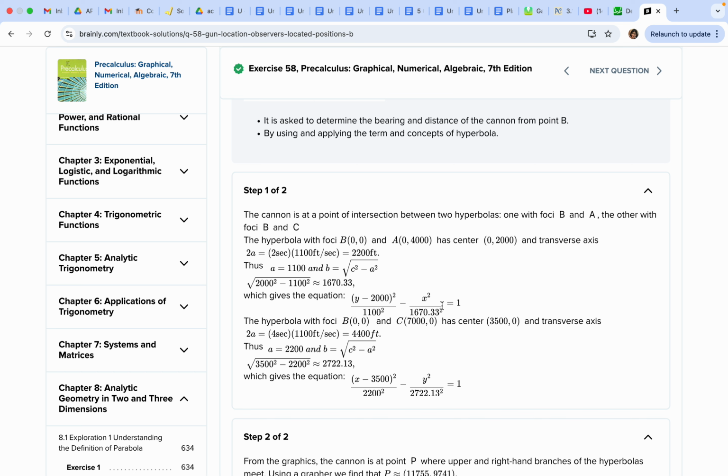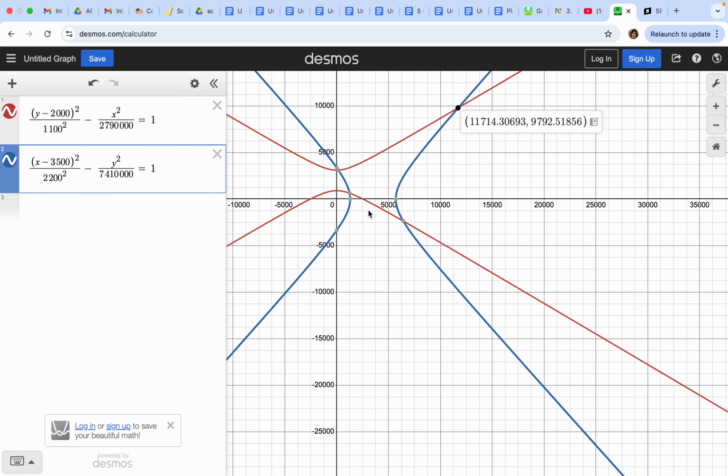And we can find the equation for the upward-facing one. Then you can do the same thing for the sideways-facing one. Same idea: it's moved over 3,500 and you find the values of a and b. You end up graphing these two, and you end up with something that looks like this. You have to change the settings a little bit. So if you can imagine, the cannon is right here.